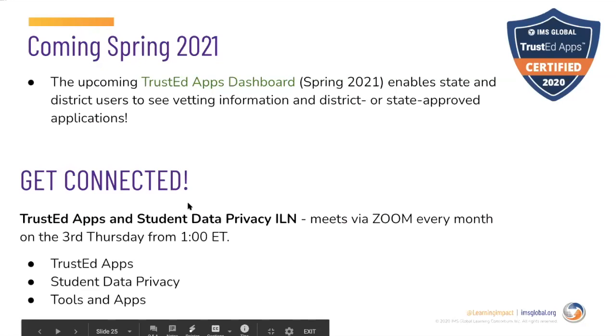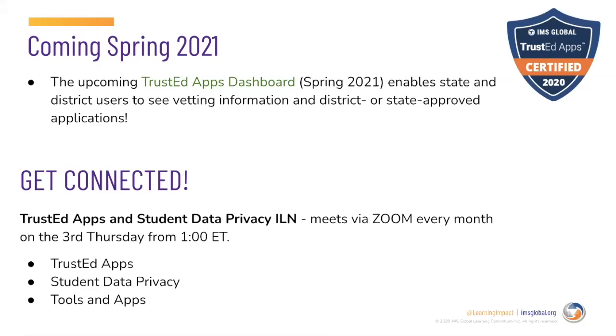Right now, we currently have 17 suppliers that have achieved the seal and 10 that are actively working on it. So since the program was launched, we've had incredible success and interest in achieving the seal. What's coming next for us in the spring of 2021, around the end of March, is the Trusted Apps dashboard will be available, and that'll enable state and local education agencies to see vetted information and district or state provided applications on the dashboard.